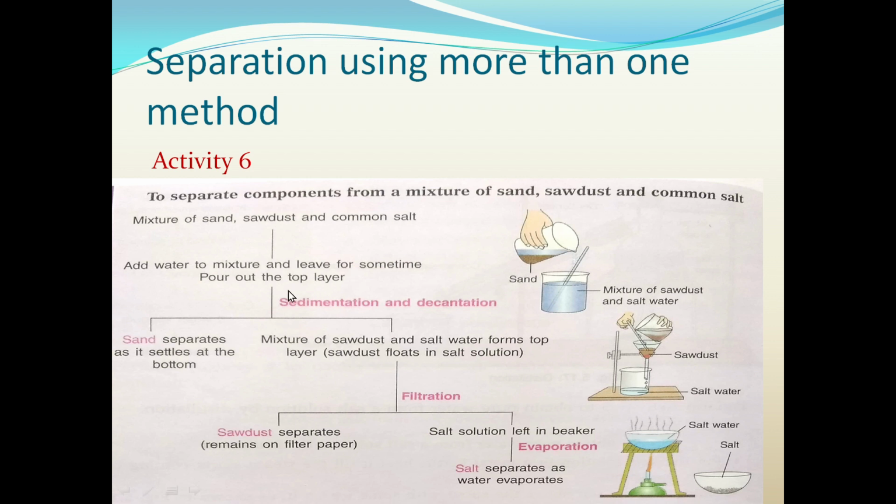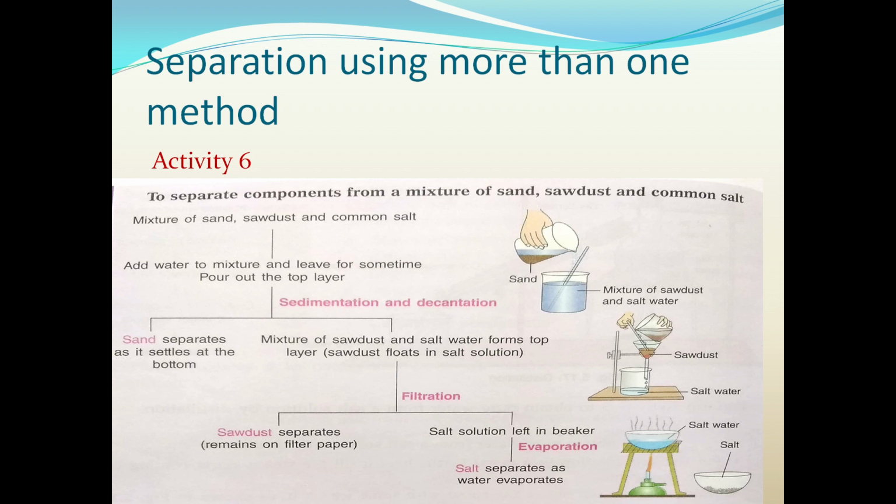Pour out the top layer, as it is being shown here. This is the process of sedimentation and decantation. With your first step, you get sand. Sand separates as it settles at the bottom. When you pour water into this mixture, sand being heavy settles down at the bottom of the beaker, and with the process of decantation, sand can be separated from the liquid.